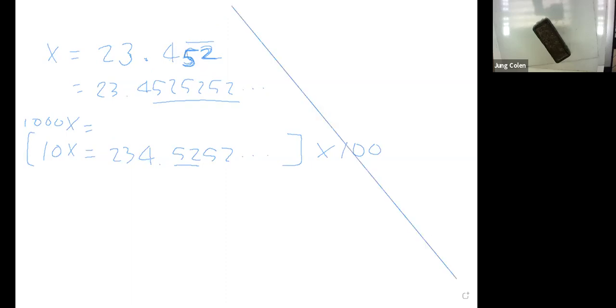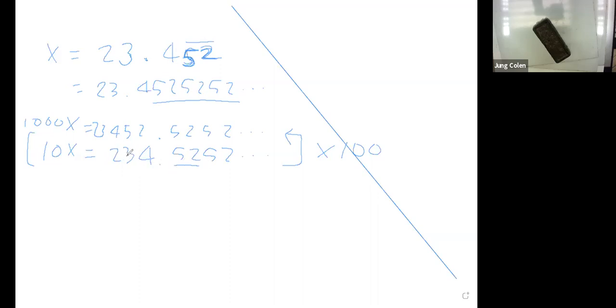What do I need to do? 2, 3, 4, 5, 2. 0.52, 52, 52, and so on. I multiplied this whole thing by 100 to get this part. So I'll work backwards, okay? If you multiply this whole thing by 100, the decimal point moves by 2.